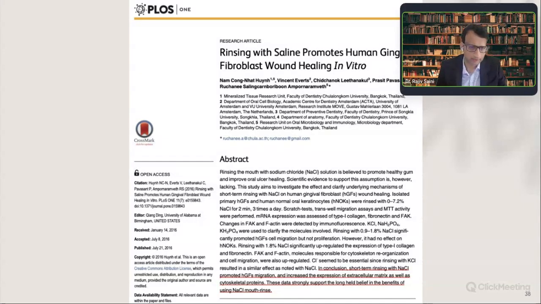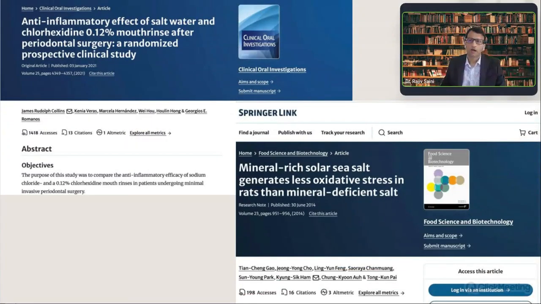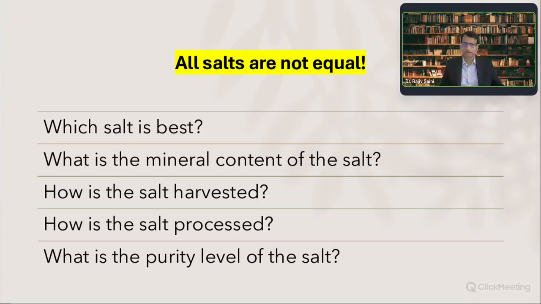Another interesting fact is a recently published study, from the last 5 to 6 years, which mentioned that rinsing with normal saline can promote human gingival fibroblast wound healing and growth. So if normal saline, which has only two elements, sodium and chloride, can produce that kind of growth, imagine the kind of gingival fibroblast growth we can have when we use a sea salt based rinse. Also, sea salt has been associated with an anti-inflammatory effect. It's mineral rich, so there's a lot of science, research and studies behind it.